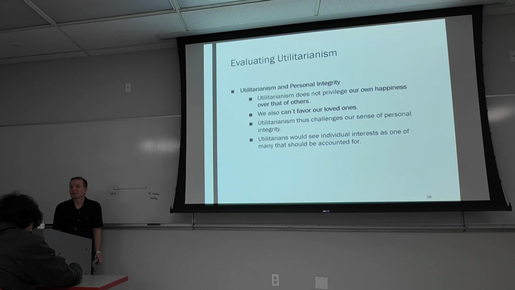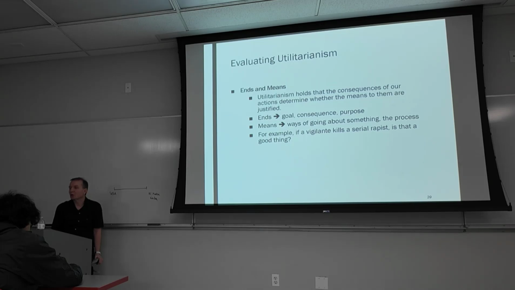Personal integrity, that's another tension there. Utilitarianism does not privilege our happiness over that of others. And there seems to be something counterintuitive about that. Can we really think about it in this way as human beings? Can we count our own happiness equal to some perfect stranger's? Maybe if it's your child or your brother, but if it's a complete stranger, should we? Well, maybe we should, but can we? Is it even possible for a human being to do that?